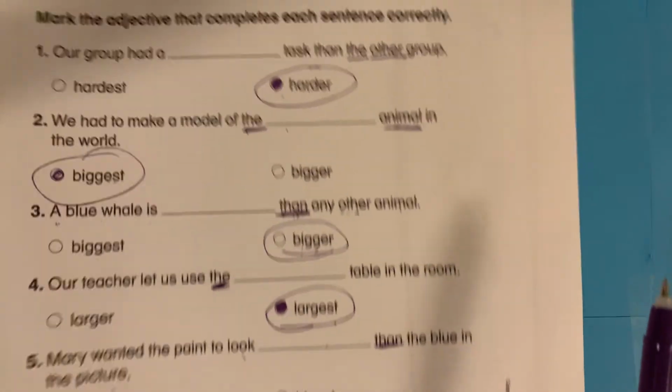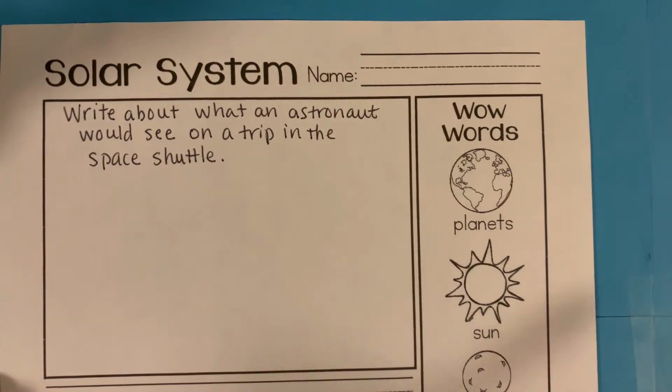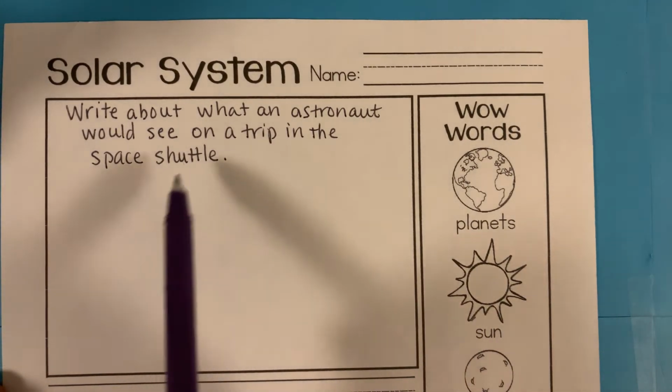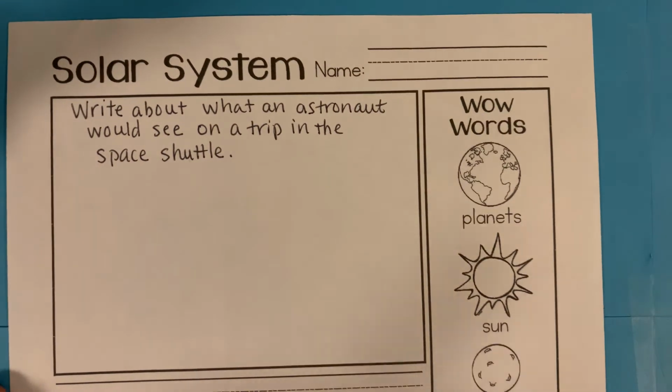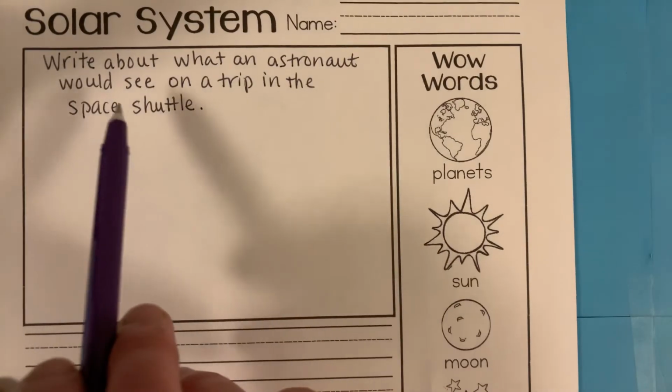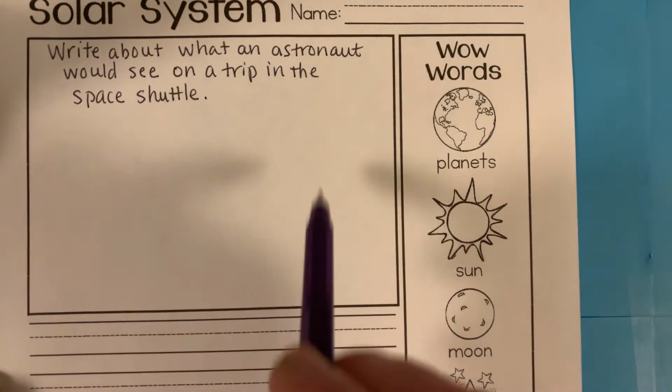All right, the last thing you're going to do today, besides making sure you write that letter to Ridwan and getting it in the mail, is to write a story about what an astronaut would see on a trip in the space shuttle. We had a story about space yesterday, about what it's like to be an astronaut in the astronaut handbook. And so imagine yourself as an astronaut in the space shuttle and write a story about what you would see on a trip. You can draw a picture of it right here.